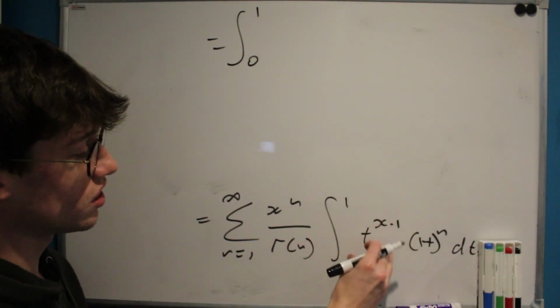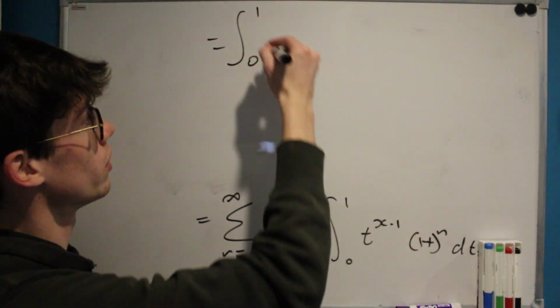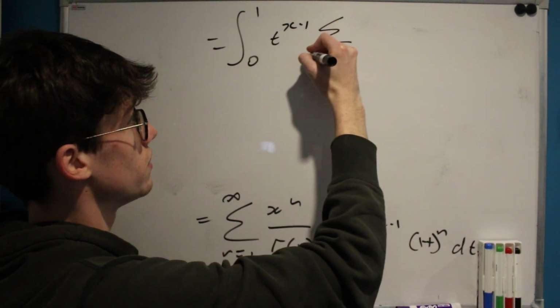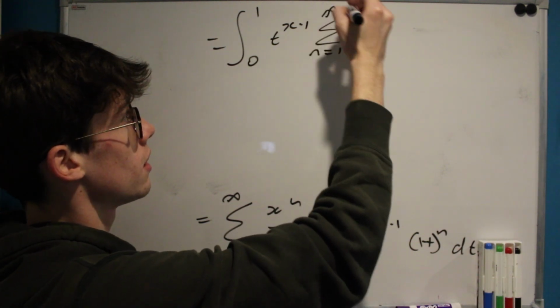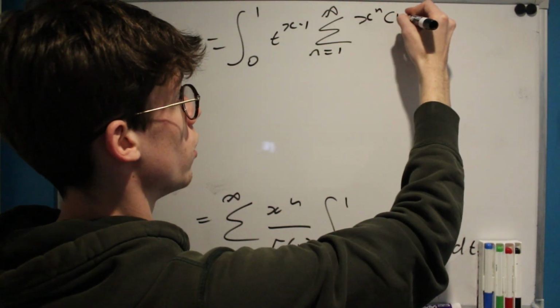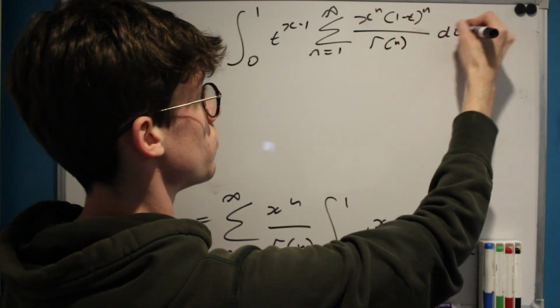Now I'm going to have all of my terms that don't involve n outside of the sum, and the only one I've got is t to the x minus 1, and I'm going to have all my terms that do involve n after my summation. So that's going to be x to the n multiplied by 1 minus t to the n all over gamma of n with respect to t.